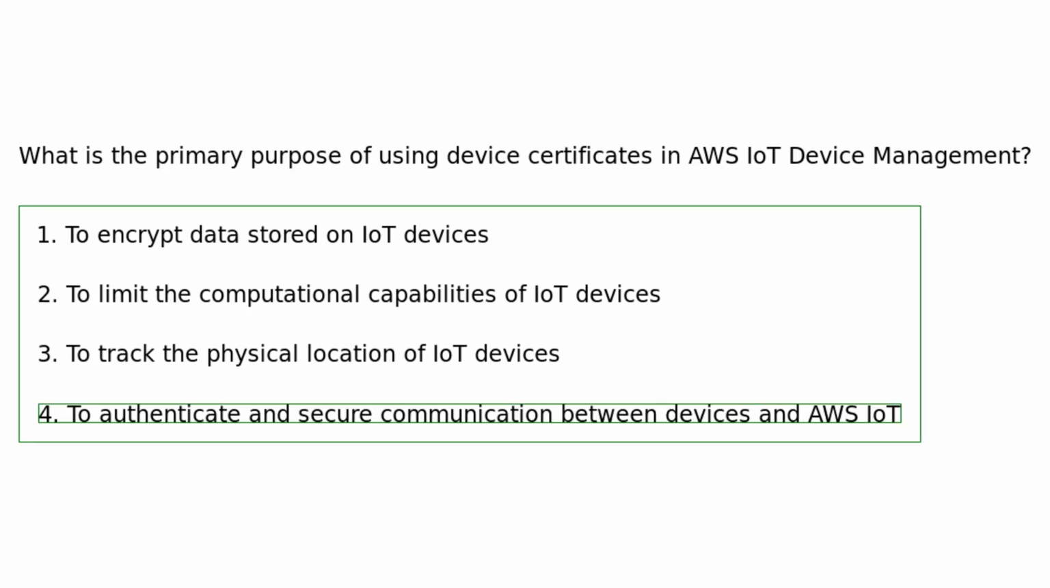Device certificates in AWS IoT Device Management are primarily used to authenticate devices and secure the communication between the devices and AWS IoT. These X.509 certificates ensure that each device has a unique identity and can communicate securely with AWS IoT Core.